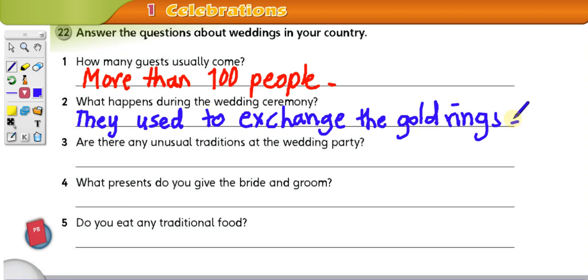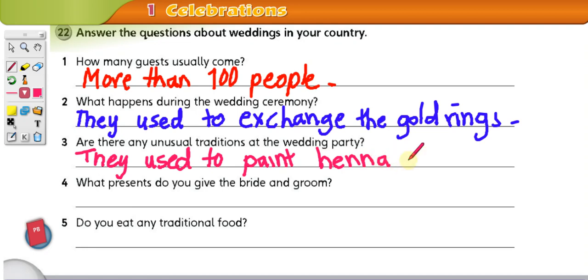Are there any unusual traditions at the wedding party? Let's think about it. Actually, the unusual tradition is that the bride used to throw her flower bouquet and give it to another girl. Do you think this one is an unusual tradition? And they used to put henna on the bride. What do you think? Which one is an unusual tradition? So I'm going to leave it for you. I will write that I think they used to paint henna on the bride's hands.